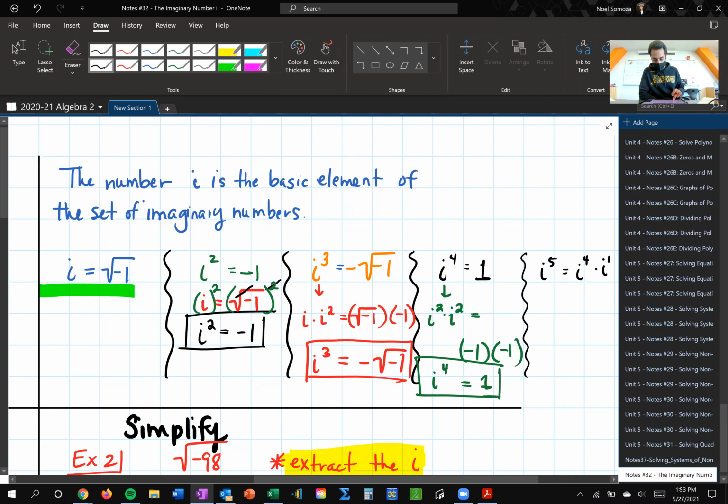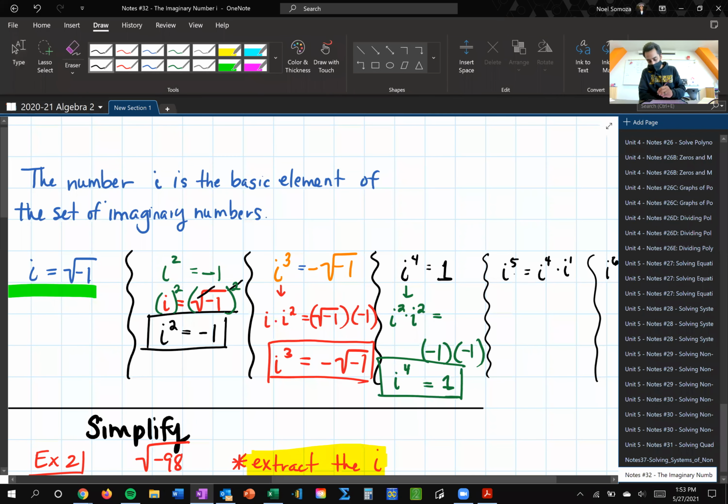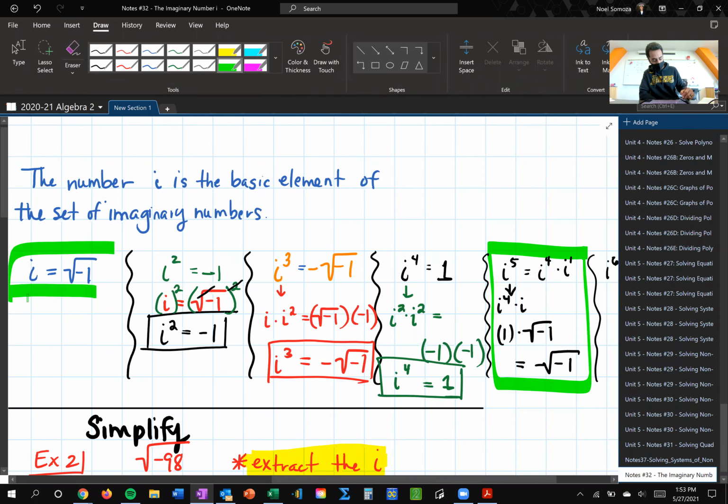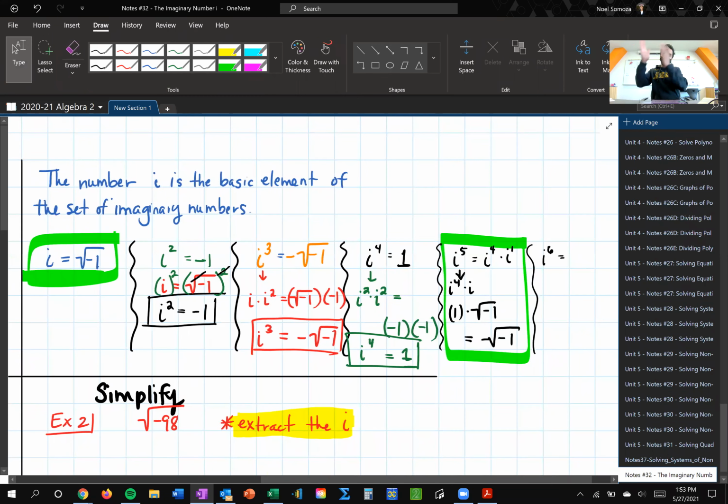All right, so watch how this works. Now when we get to I to the fifth, it can be broken up into, you can see it there, I to the fourth times I. We know what I to the fourth is. I to the fourth is just +1, and I is the square root of -1. So 1 times the square root of -1 is just the square root of -1. So you can see how I to the fifth is exactly the same as just I. So it's just a cycle, right? It starts to repeat itself again.